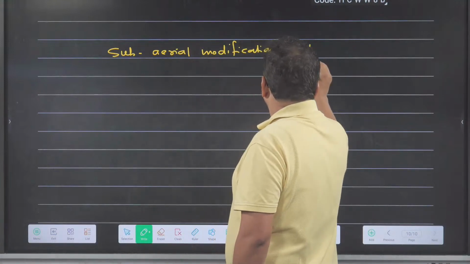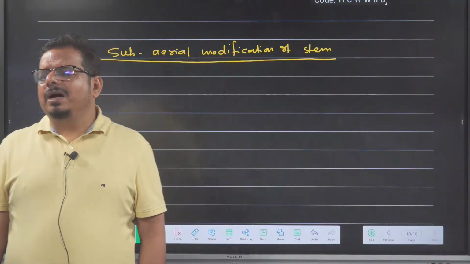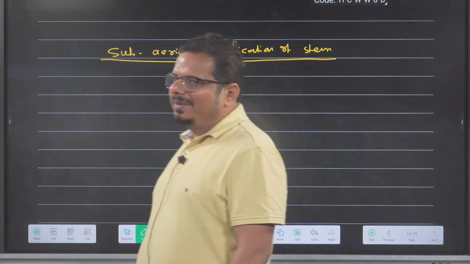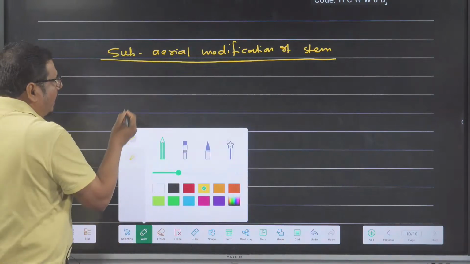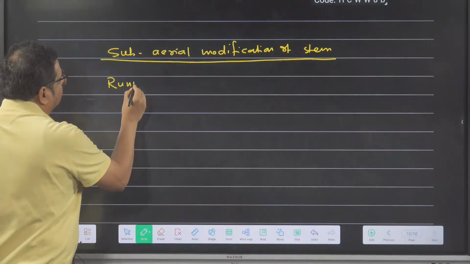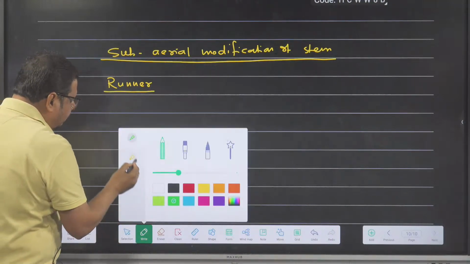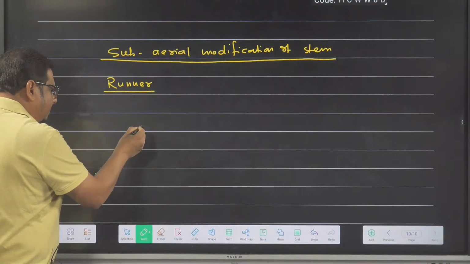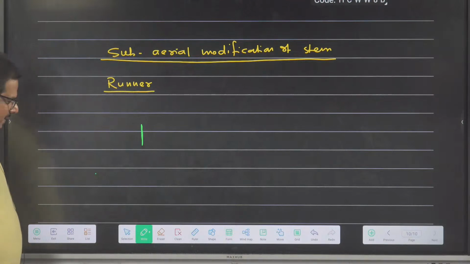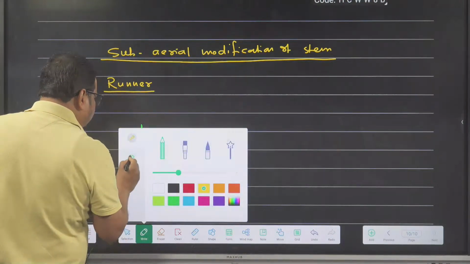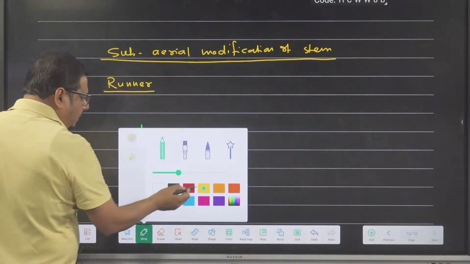Modification of stem. I am drawing a diagram. Let me draw first, then I will tell you how runner, sucker, stolon, offset differ from each other. So if you talk about a runner, I am telling the runner first. Example I already told. So in runner, what happened? Just try to understand. This is a short stem. And this is the node in the stem, assume. And this is the base of the stem.